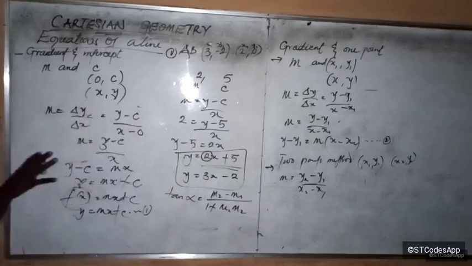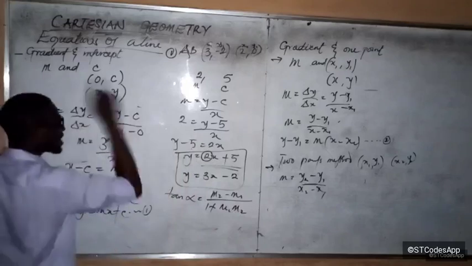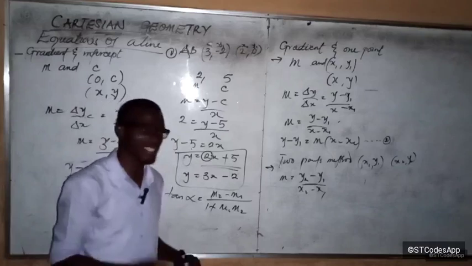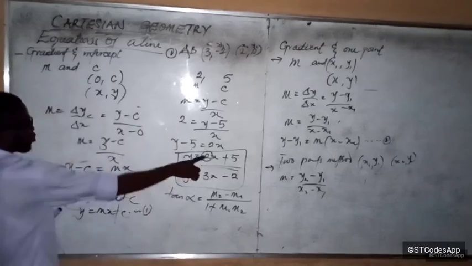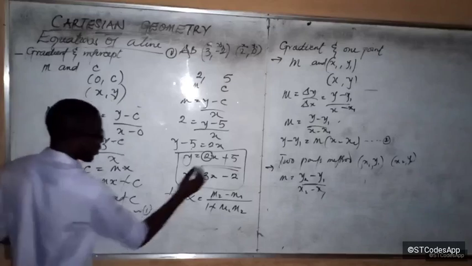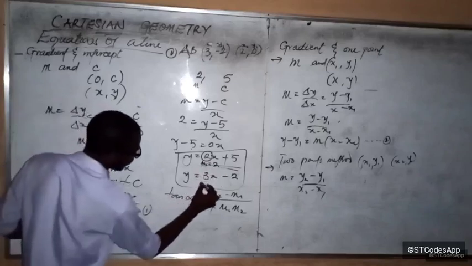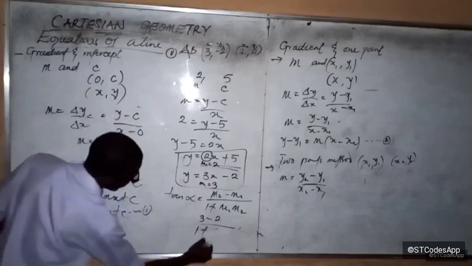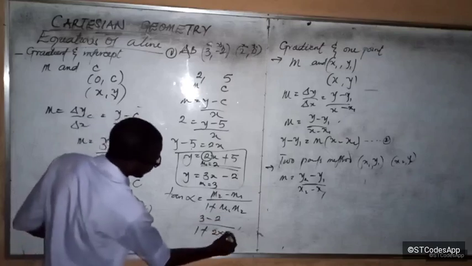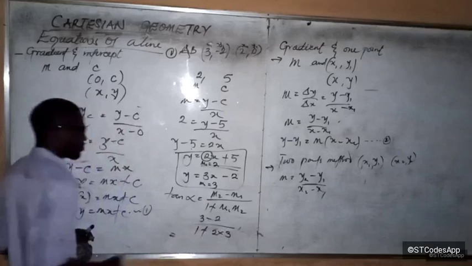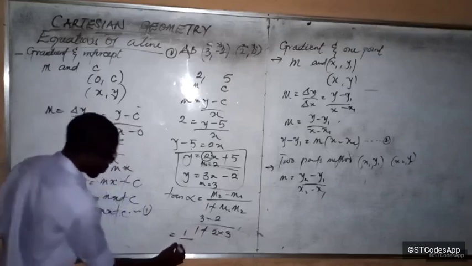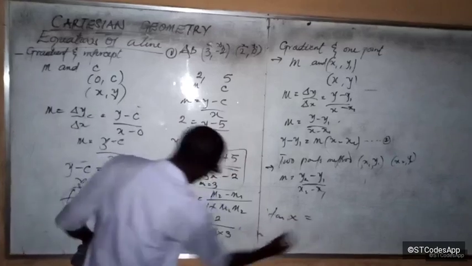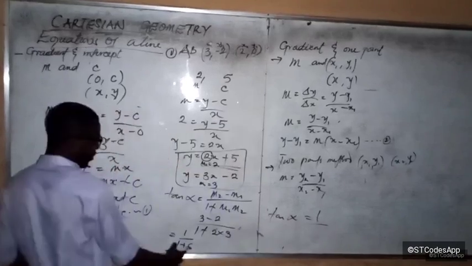Now, when you have a formula like this, all you have to do is take the gradient. The gradient is always the coefficient of x. What is the coefficient of x here? 2. What is the coefficient of x here? 3. So our m1 is 2, m2 is 3, isn't it? We have 3 minus 2 over 1 plus m1, 2, times m2, 3. So we have 3 minus 2 is 1, over 1 plus 2 times 3 is 6. So we have tan alpha equal to 1 over 1 plus 6, which is 1 over 7.